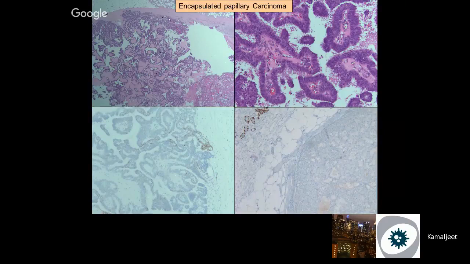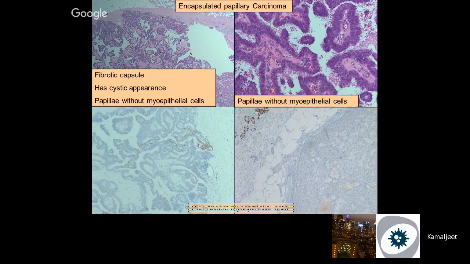As compared to SPC, the encapsulated papillary carcinoma is morphologically distinct. It has a thick fibrous capsule. The other term for encapsulated, the older, more traditional term, is intracystic carcinoma, so it can have some cystic change. If you go to the individual fibrovascular papilla, it looks like a papillary DCIS. There are no myoepithelial cells in the fibrovascular cores, and you can demonstrate it by immunostains.